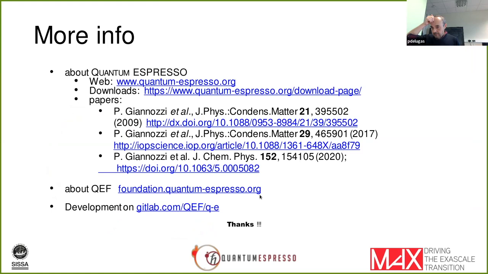So this is a bit more information about Quantum Espresso that you can find on the website. The website is quantumespresso.org. If you want to download the code, you can download it at this link. A few papers that illustrate Quantum Espresso are these two papers. This is the paper of 2009.